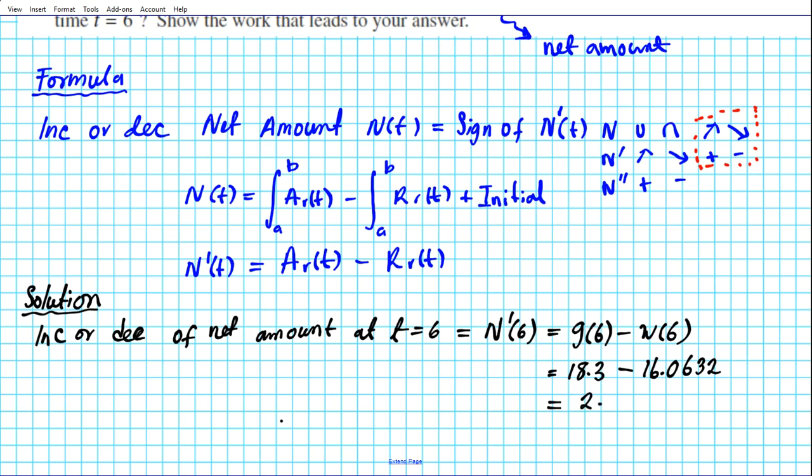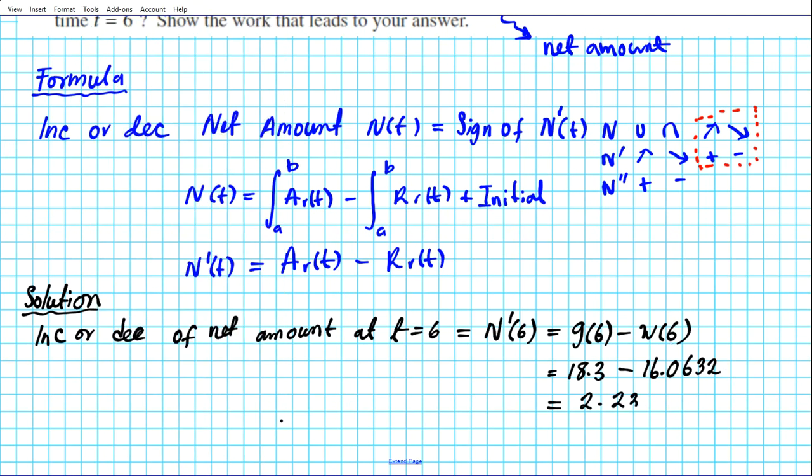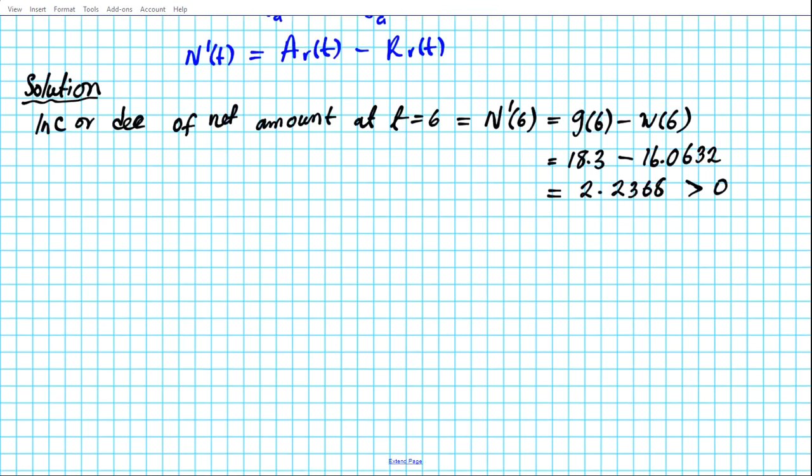I forget the answer. Let me put it in a calculator. So we have 18.3 minus this answer here. So it's 2.2368. Okay, so this answer is positive, it is greater than 0. Now that's what we need to know.